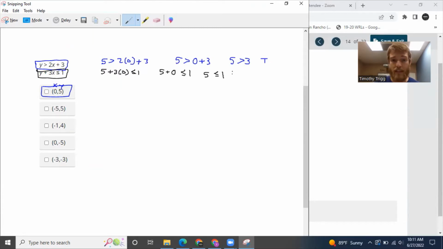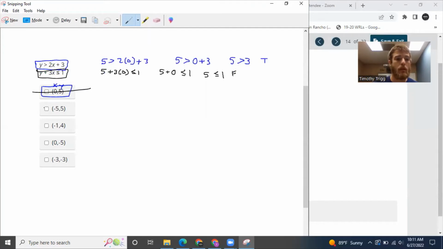Well, that's not true. That's actually false, isn't it? 5 is not less than or equal to 1. So therefore, this is not part of the solution set. Even though it worked for the first inequality, it does not work for the second inequality. So it would not be in the double shaded region if you graph them.